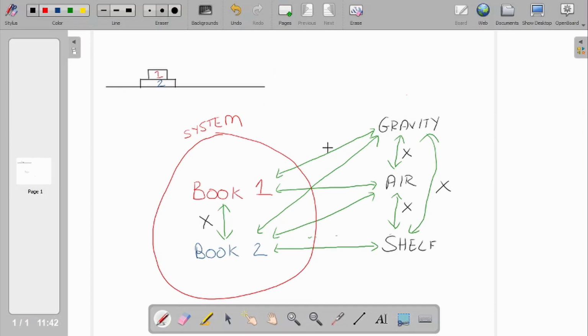The ones that do matter: gravity on book one, gravity on book two, air on book one, air on book two, and the shelf. These are the forces that are going to be acting on our system, and we'll even be able to eliminate some of those down the road. But for right now, those are the ones acting on our system.